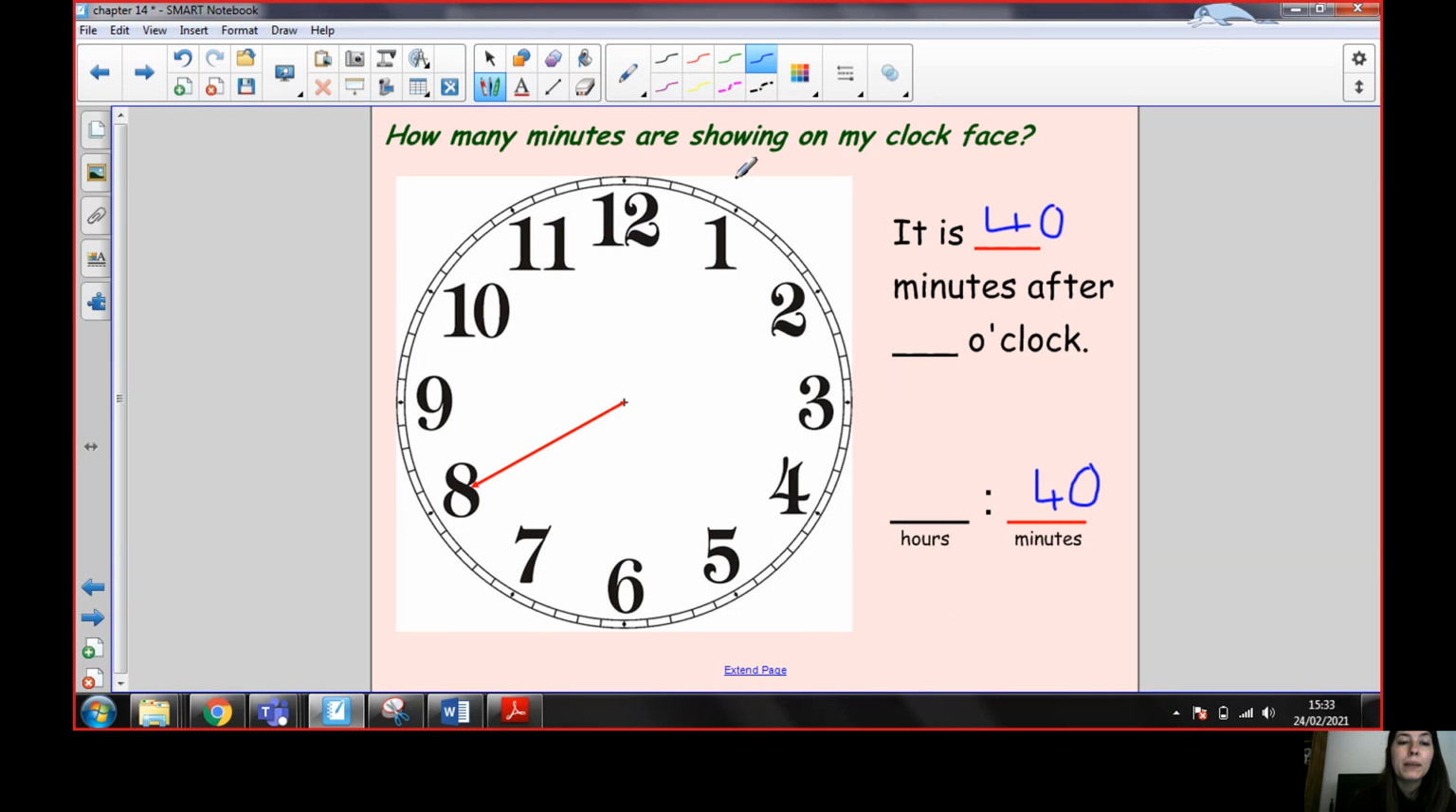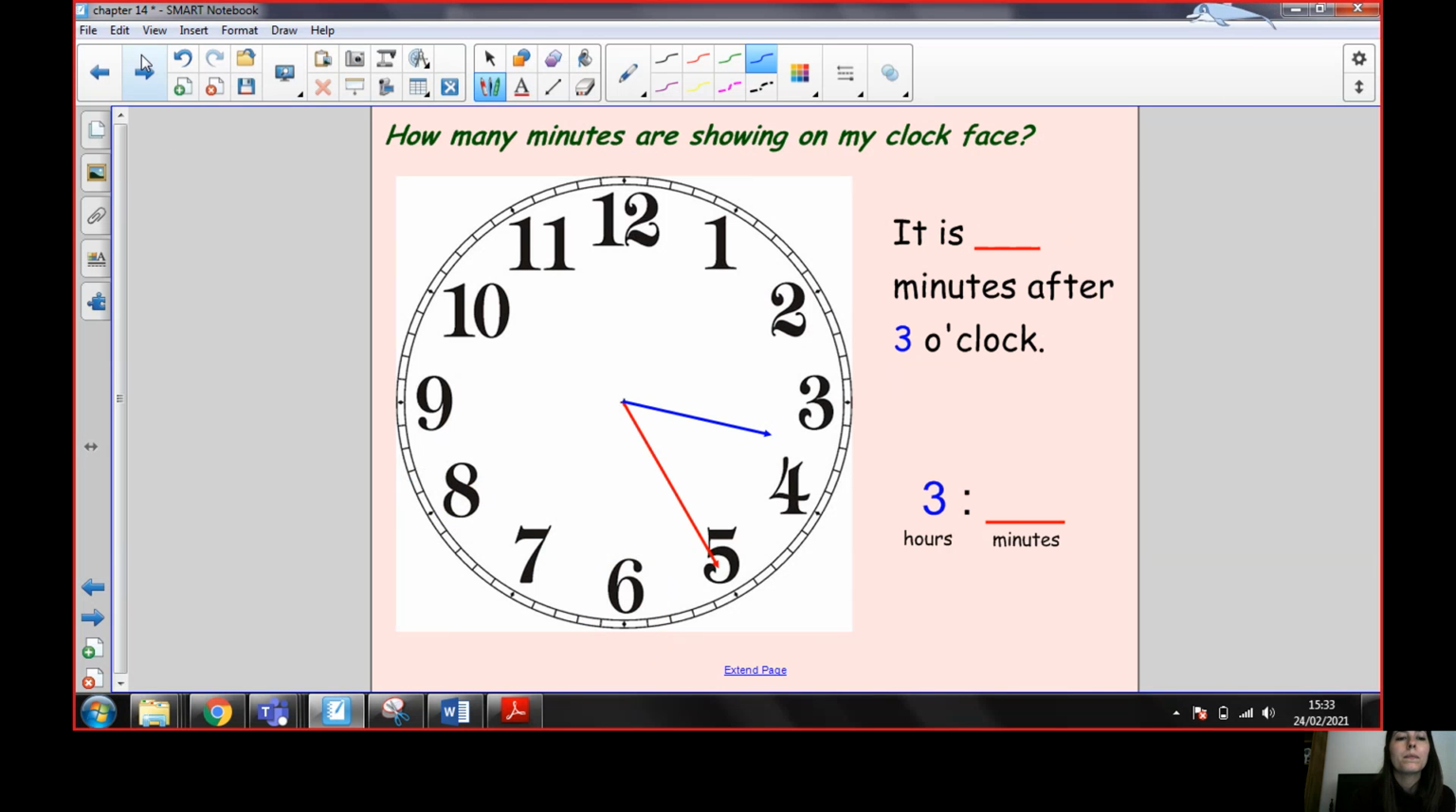Some of you might be counting around in fives like I am every time. Others of you may be using number facts you know. Maybe you already know 8 times 5 really quickly in your head. Having strong number facts like that can make this a little bit easier. Some of you might have remembered that the 6 represents 30 and just counted on in fives from there. 30, 35, 40. As long as you're all figuring out that the 8 represents 40, you're doing the right thing.